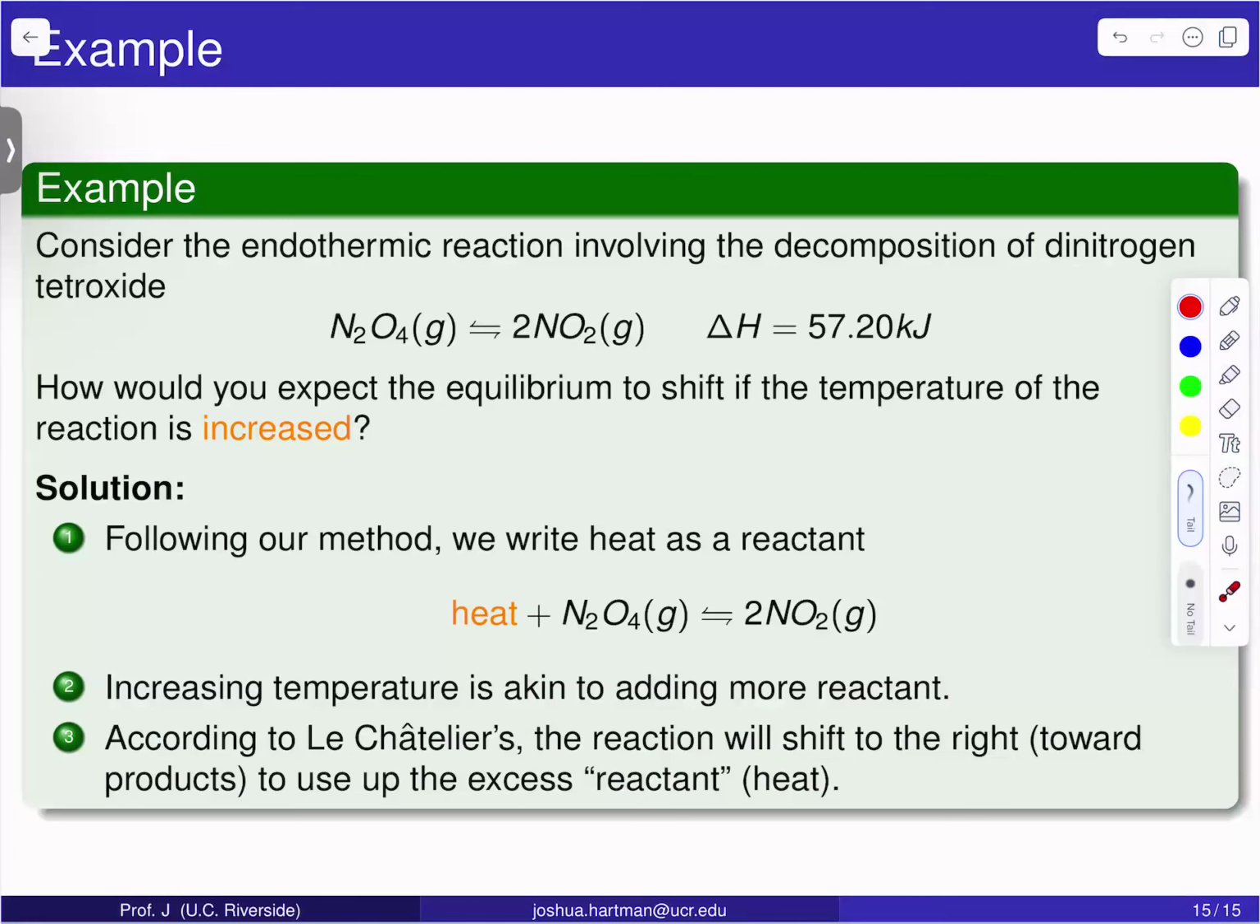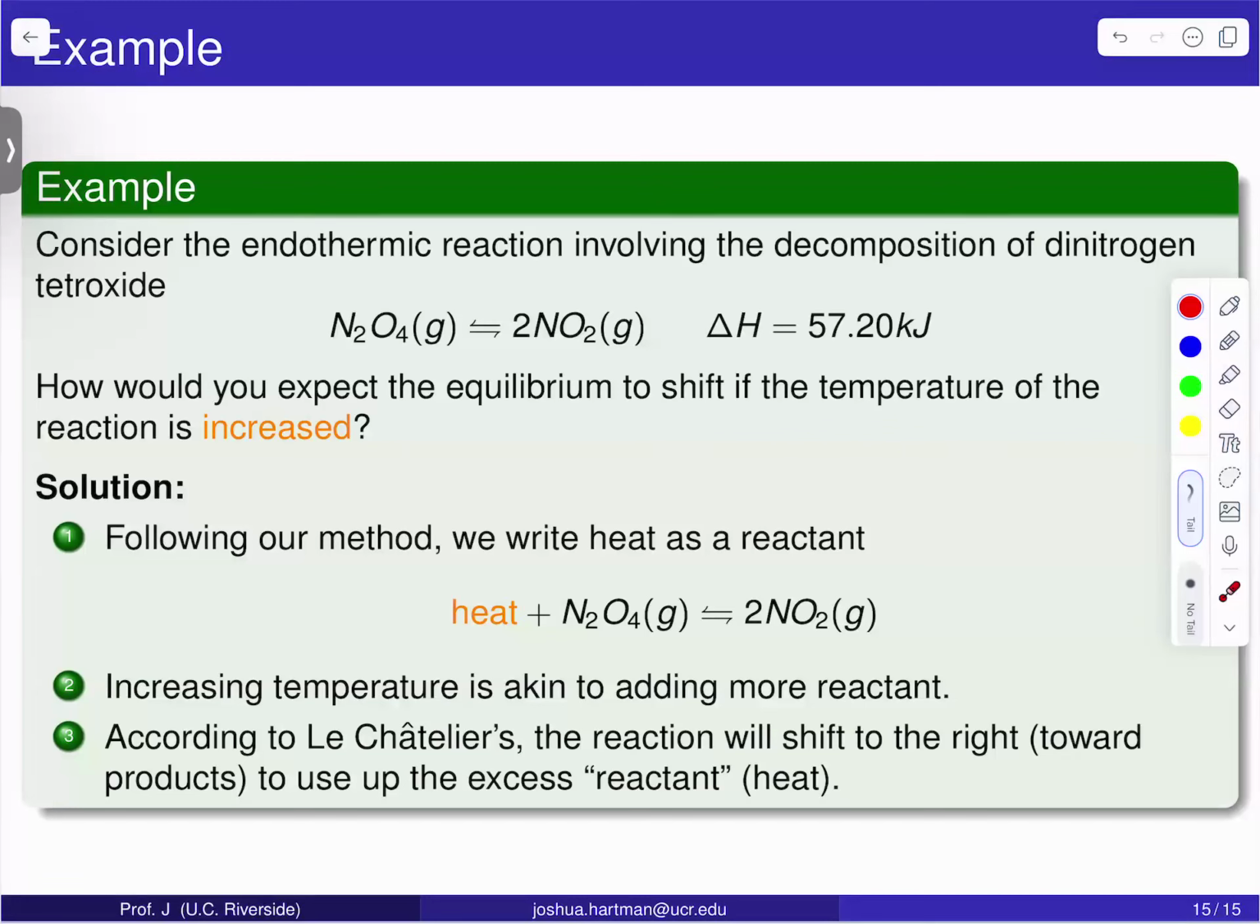Okay, and so writing the chemical reaction that way allows us to use Le Chatelier's principle, much following the same logic that we did before for concentrations. If we consider one of our favorite equilibrium equations, N2O4 and 2NO2 gas, as written, it will be an endothermic reaction. We can predict how the equilibrium would shift if the temperature is increased by first following our method and saying, hey, look, it's an endothermic reaction, so I'm going to write heat over here as a reactant. If we increase temperature, that's akin to adding more reactant. We're adding more of one of the terms that show up on the left-hand side. Therefore, according to Le Chatelier's principle, the reaction will shift to the right towards products to use up the excess, quote, reactant, which is actually heat in this case. We're thinking of heat as being that reactant.